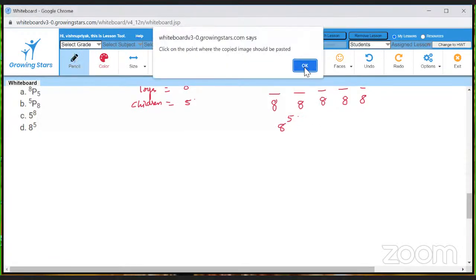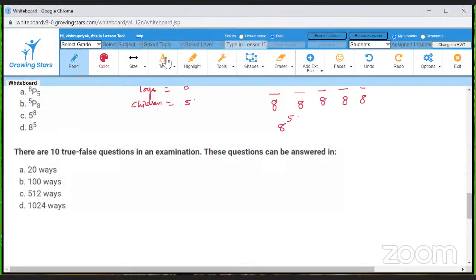Here, there are 10 true false questions in an examination. These questions can be answered in how many ways? Total 10 questions are there. You have to answer true or false. Again, there is no condition given to you.